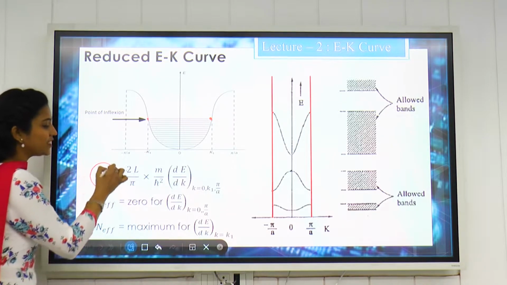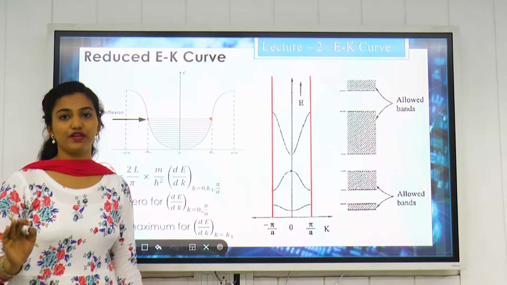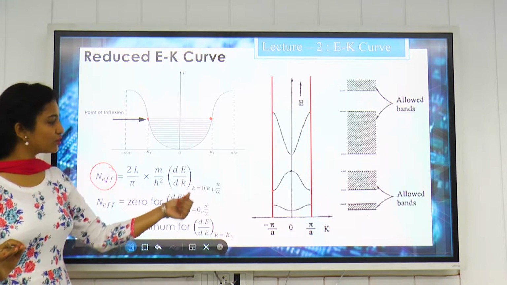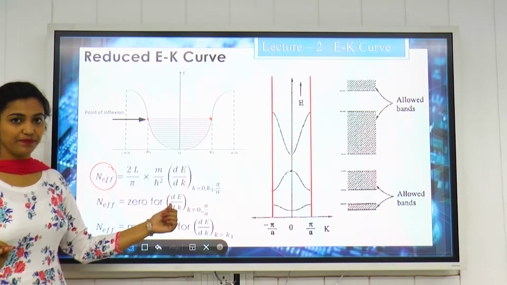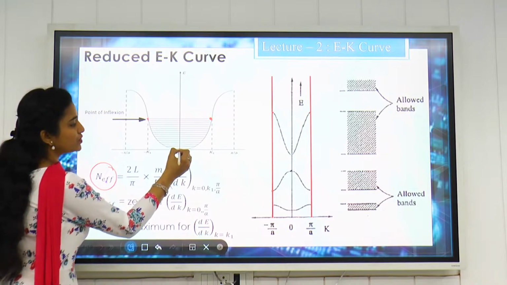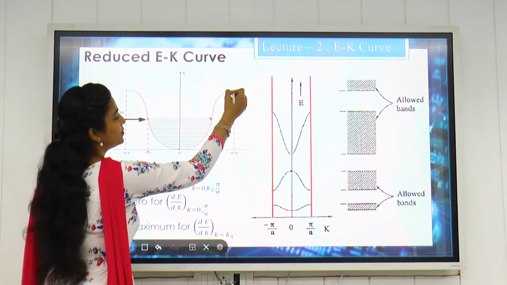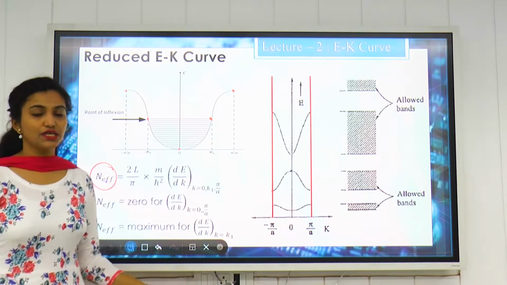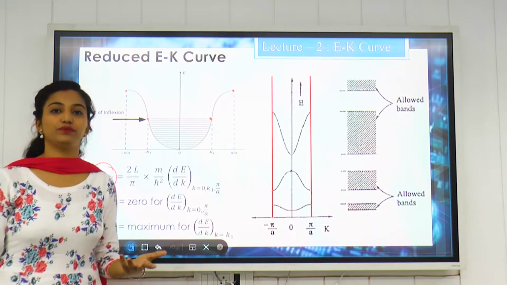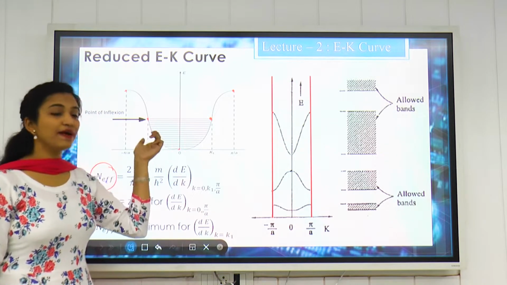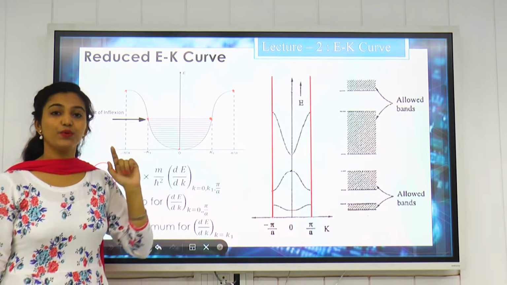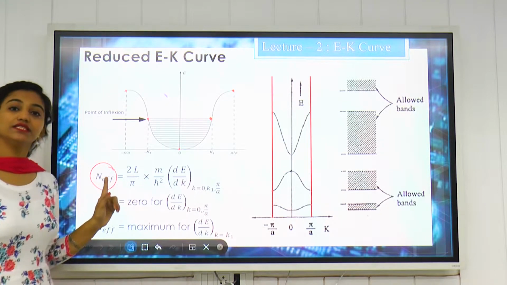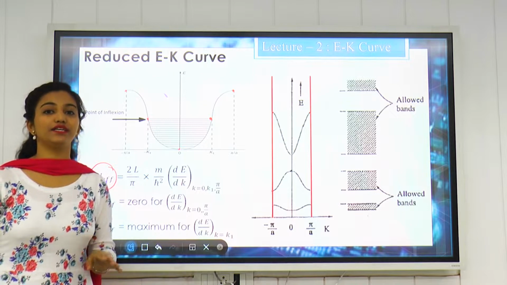We look at the effective number of electrons, not the total number of electrons. N effective is directly proportional to the slope of this curve, dE by dk. And at k equal to 0, and k equal to minus pi by a on this side and plus pi by a on the positive side, the slope of this curve is actually 0. When the energy band is completely filled, or completely empty, N effective is 0. That means there is no conductivity.